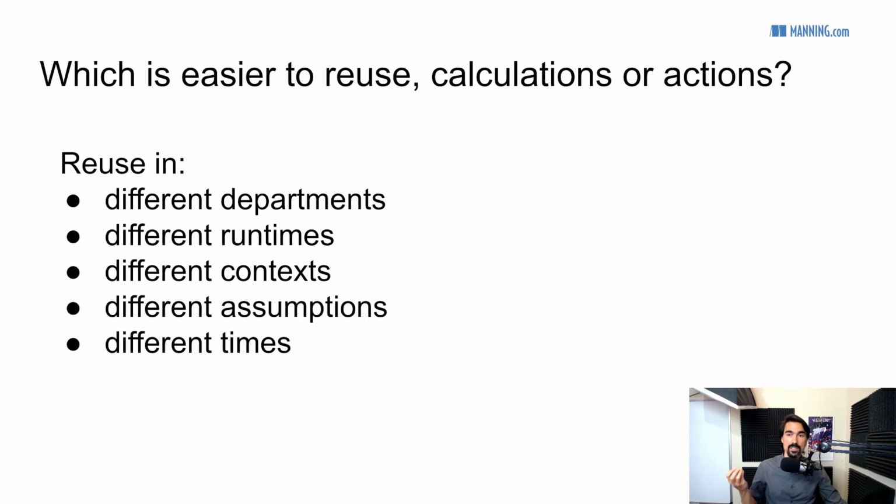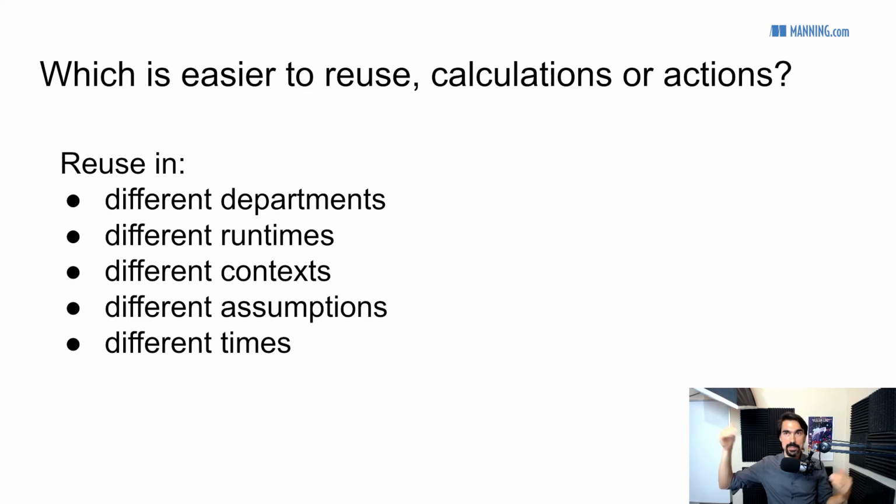So you could be running this sum total to figure out the taxes that are required for those items, or you could be calculating the total to display into the DOM. Different assumptions, like you could be assuming that these items are actually in the shopping cart versus these are items in an inventory, and at different times. So you want your code that you write today to still work in a year.